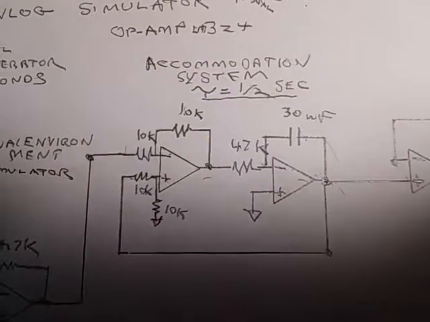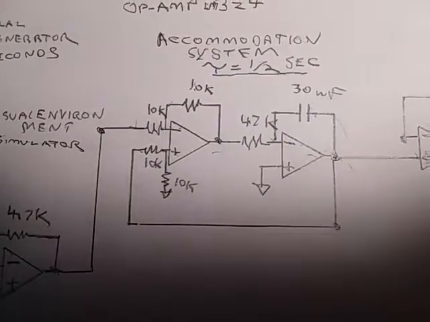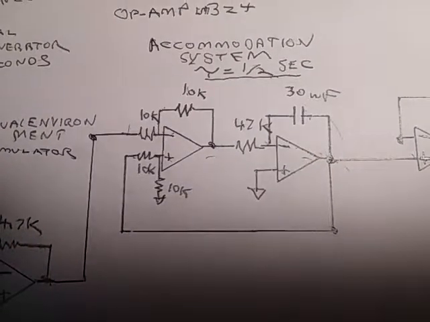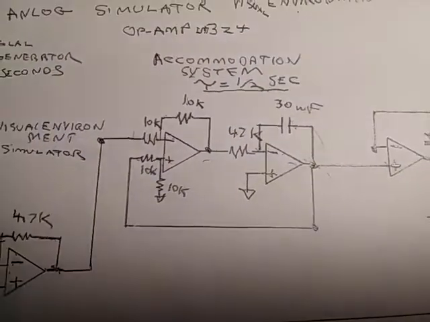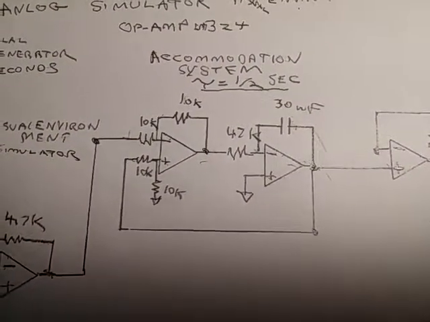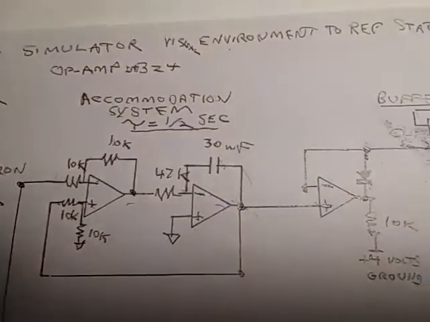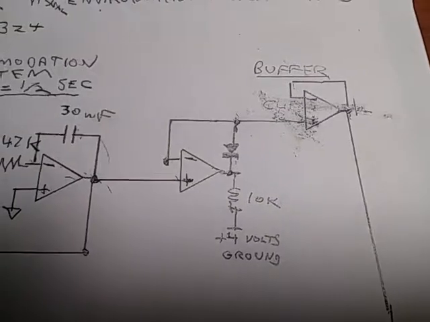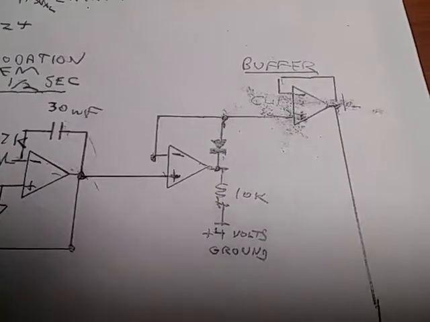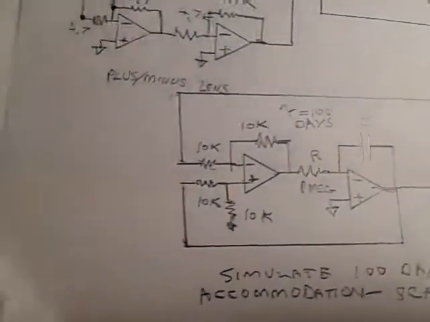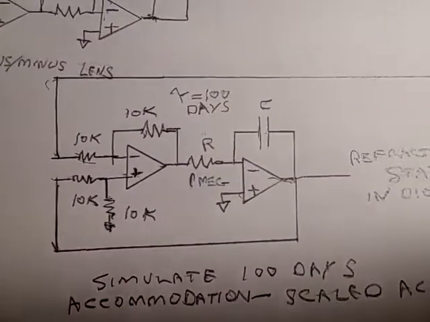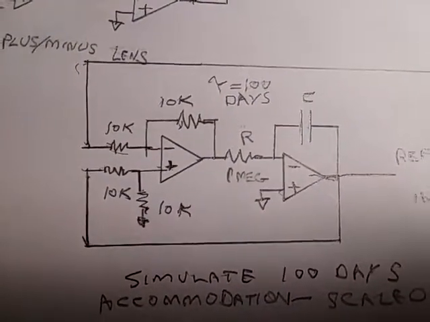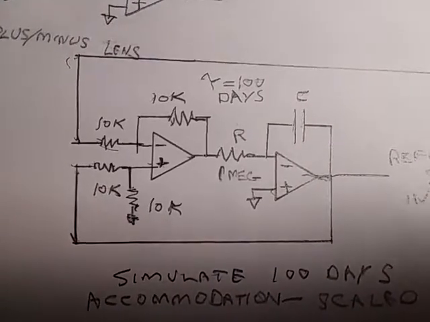That goes to an accommodation system that has a time constant of 1/2 second, which means that the accommodation system is almost identical to what you look at. That signal must be buffered, as you see there. That signal then goes to a long-term simulator, the long-term being 100 days.